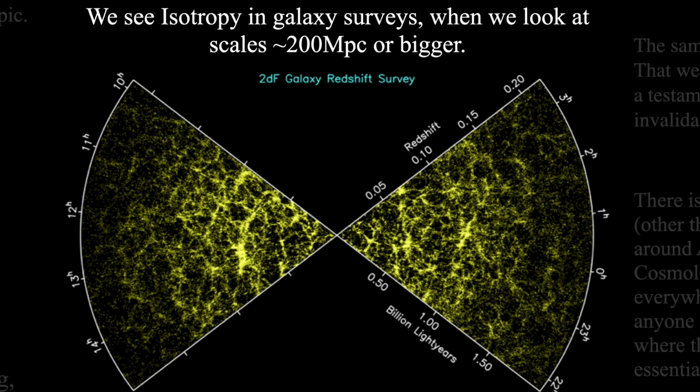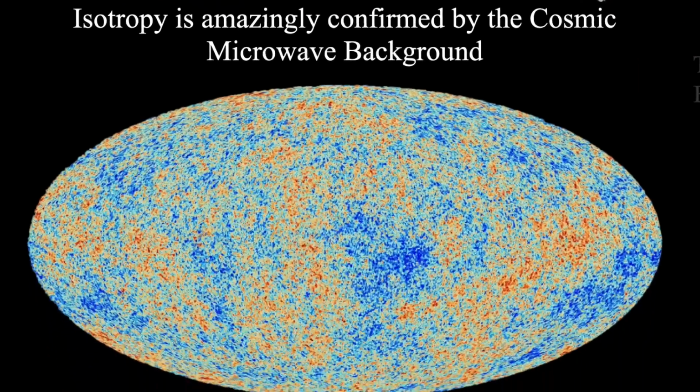And this has been true for every galaxy survey that's been done, such as the Sloan Digital Sky Survey and others. Isotropy is actually best confirmed on the cosmic size scales through the cosmic microwave background.